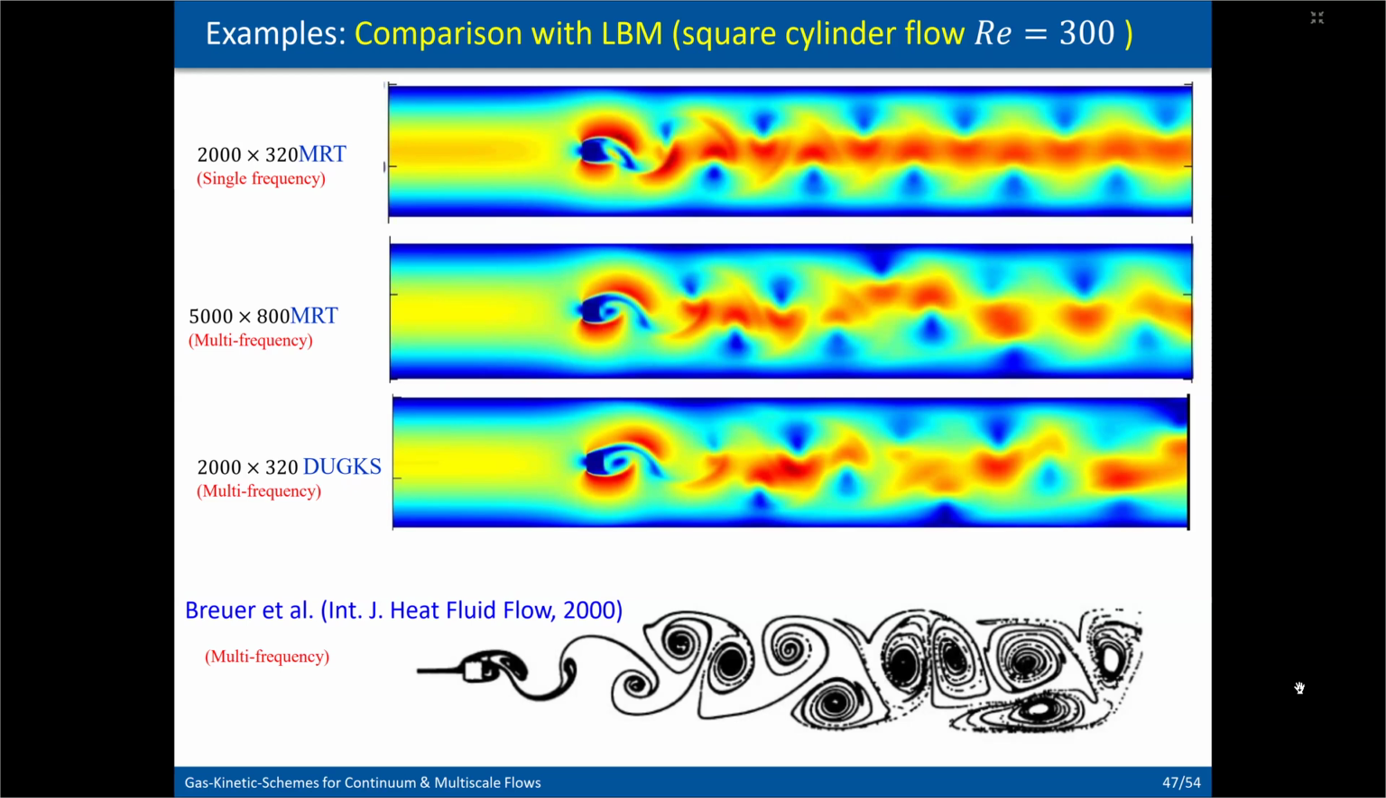But with the DGS on the coarse mesh, we can obtain the asymmetric vortex shedding and multiple frequencies. This may be due to its properties in capturing the viscous boundary layer.